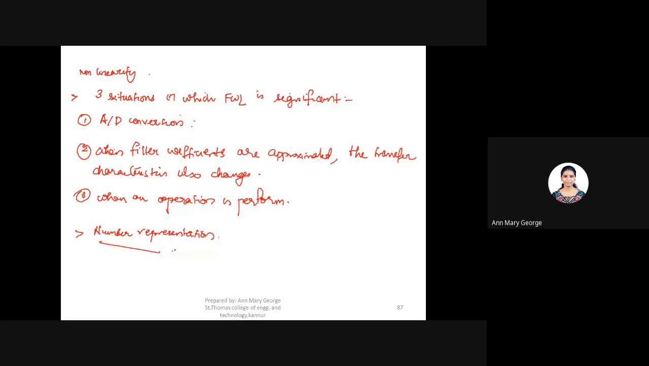You can represent a number by using sign magnitude, ones complement, twos complement.